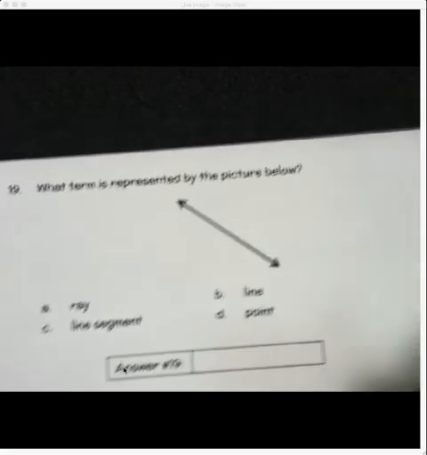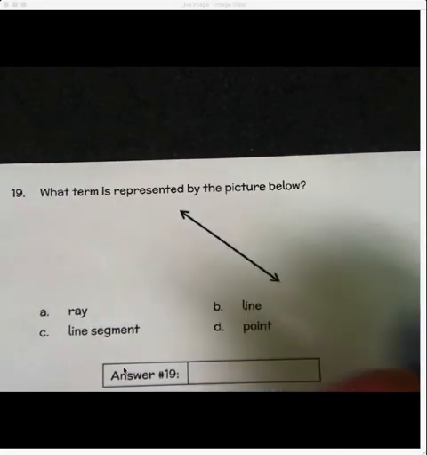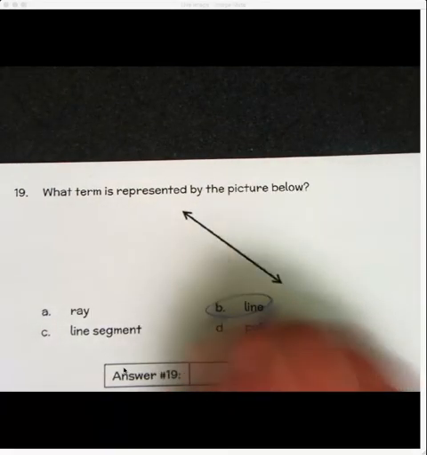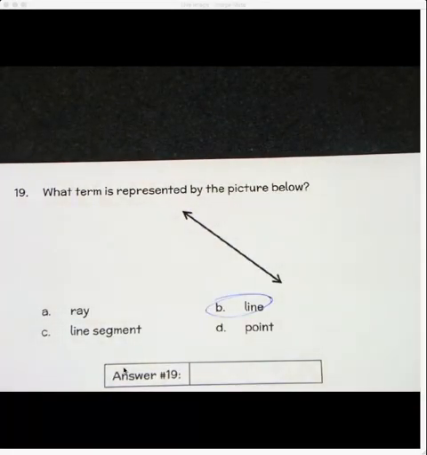Okay, 2 more. There's 20 questions on your test. Okay, what term is represented by this picture? It's got no endpoints. It goes forever in both directions. So that's a line, also called a straight angle.